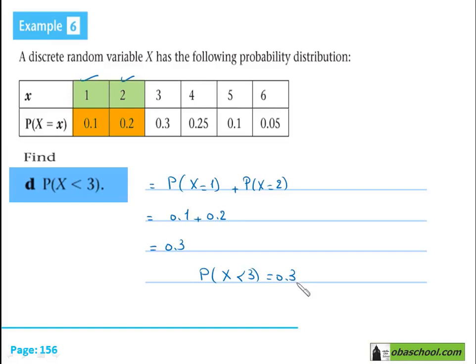By using the probability distribution, we were able to define the value of the random variable that satisfies a certain relation.